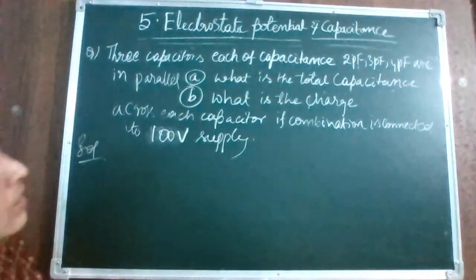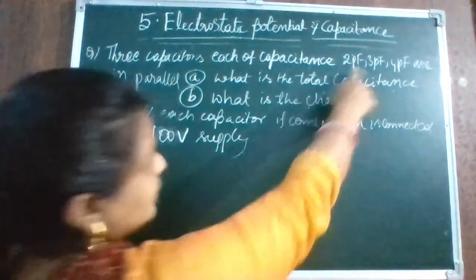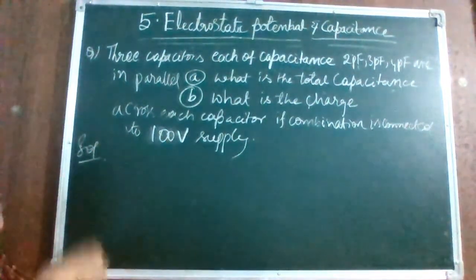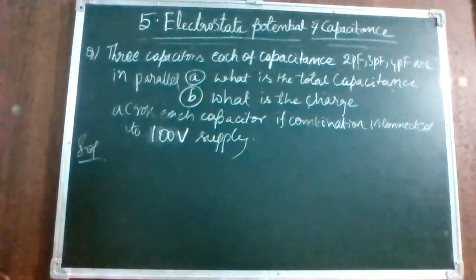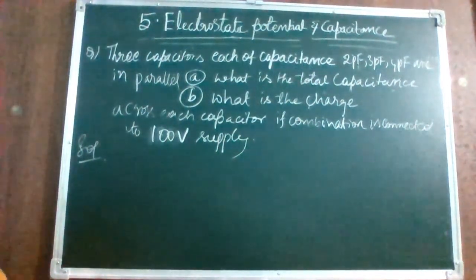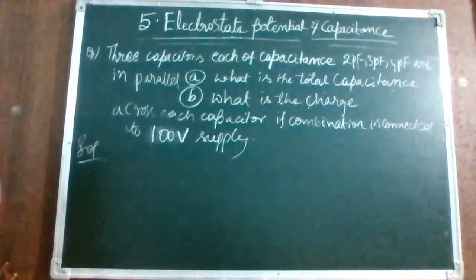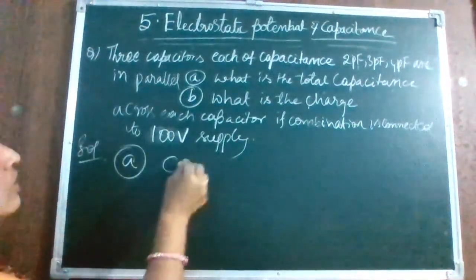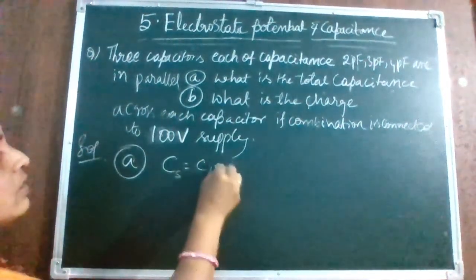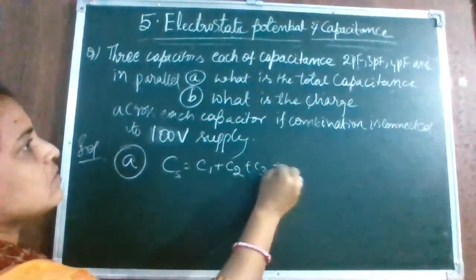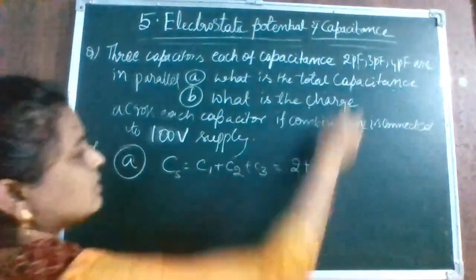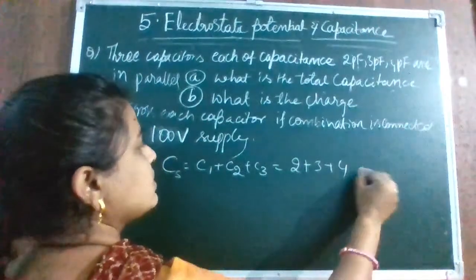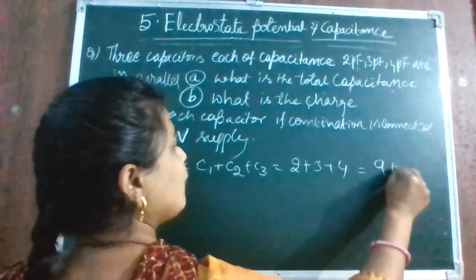The capacitors, each of capacitance 2, 3 and 4 picofarads, are connected in parallel. He asked the question, what is the total capacitance? And the second one is, what is the charge across each capacitor if the combination is connected to a 100 volts supply? First one, it is connected in parallel, so the resultant capacitance is equal to the sum of the individual capacitances. C1, C2, C3, that is equal to 2 plus 3 plus 4, which is 9 picofarads.